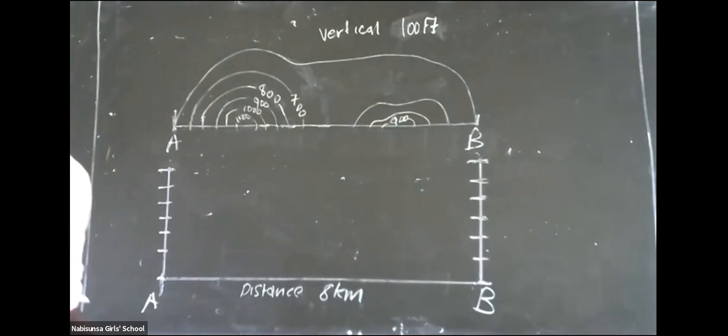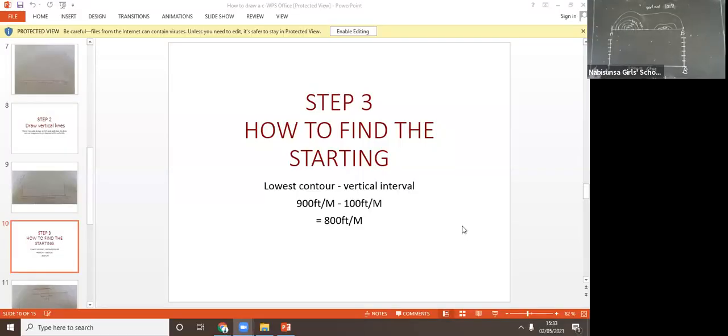Now, after that, we go to the next stage. Should I proceed to the next? Step 3. Who can read for us for stage 3? Teacher, me. How to find the starting lowest contour minus vertical interval. That's to say, 900 feet or meters minus 100 feet or meters equals 800 feet or meters.